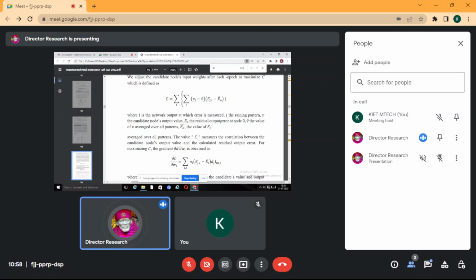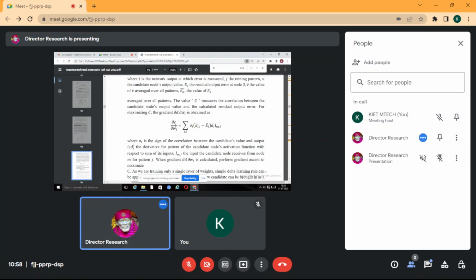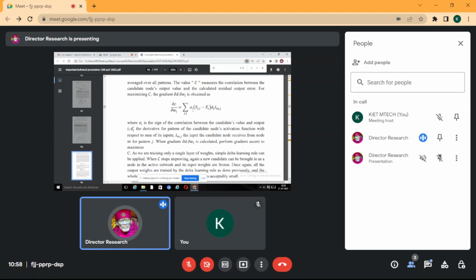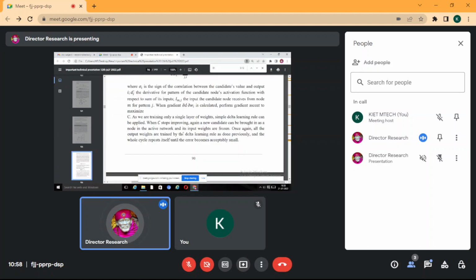For maximizing C by gradient, the partial derivative we will use is: ∂C/∂Wi = Σj,i α_i (E_j,i − Ē_i) f'_j I_m,j, where alpha is the sign of the correlation between the candidate's value and the output, and f'_j is the derivative for pattern j of the candidate node's activation with respect to the sum of its inputs, and I_m,j is the input the candidate node receives from node m for pattern j. The gradient is calculated to perform gradient ascent to maximize C.